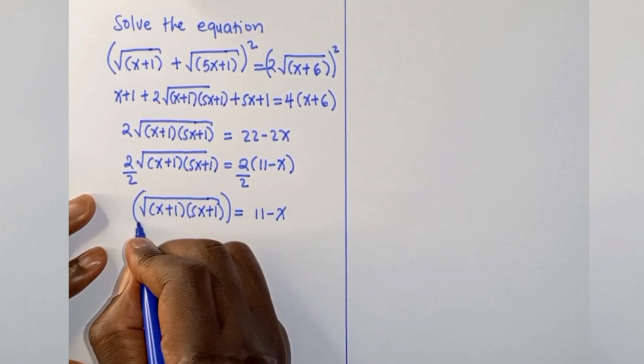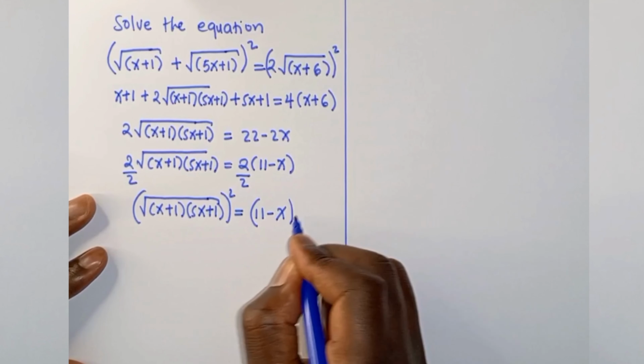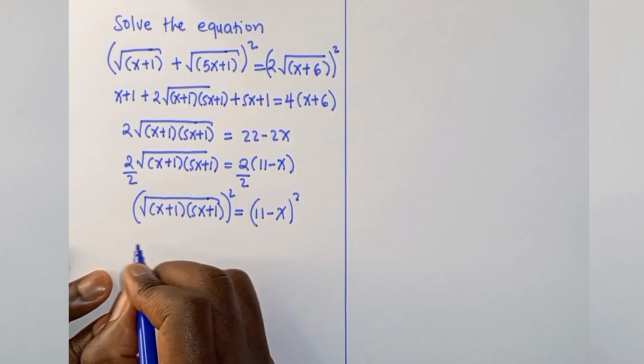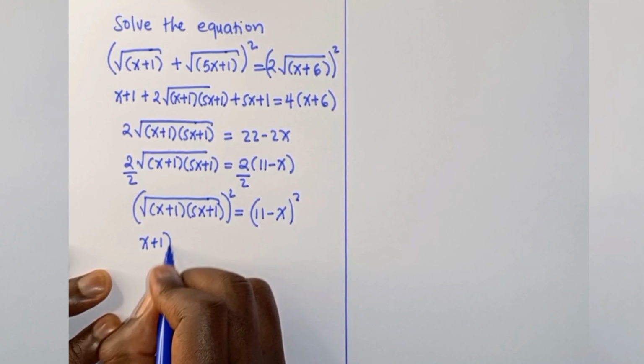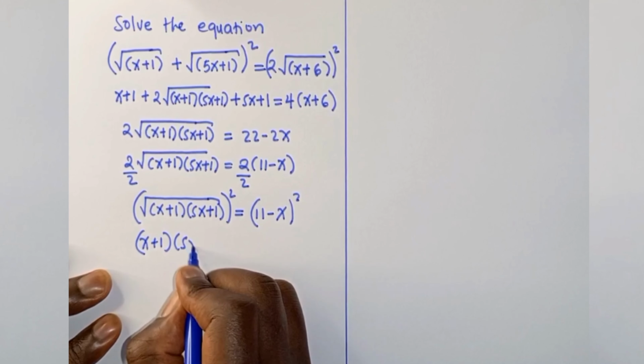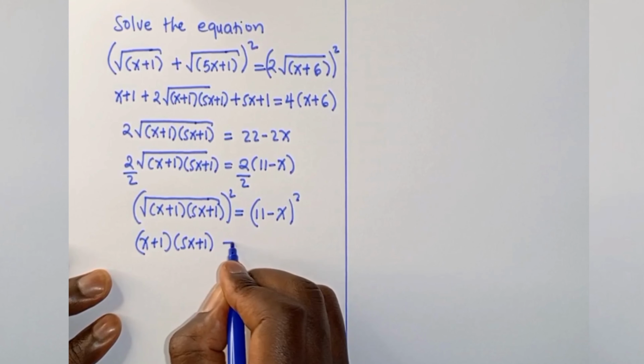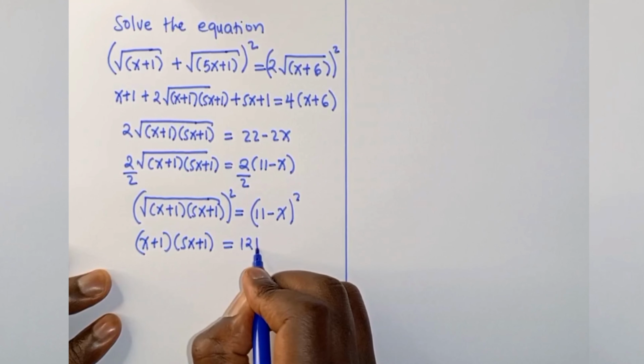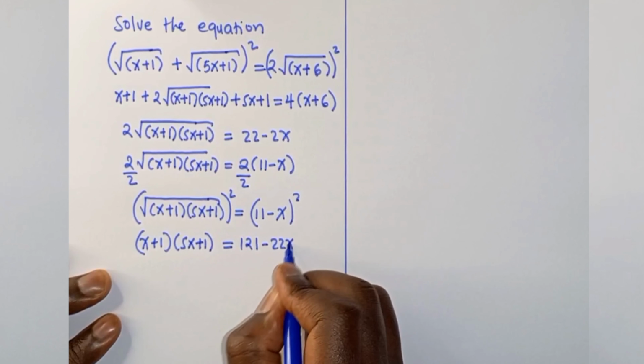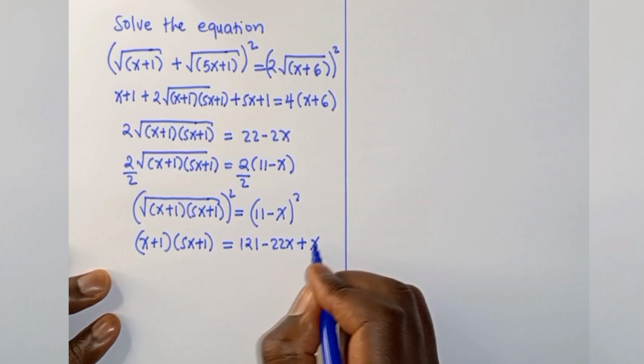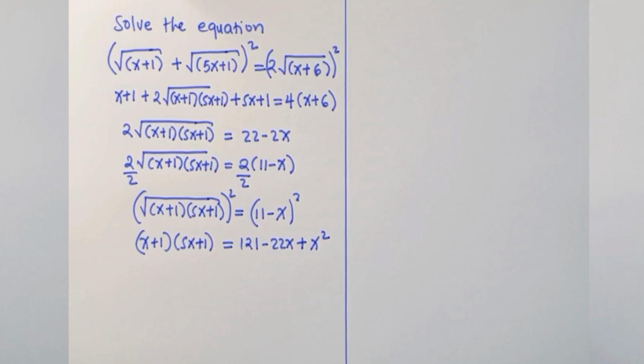is equal to 11 minus x. You square both sides to remove the remaining square root. That's the purpose. So we remain with (x plus 1) into (5x plus 1) is equal to (11 minus x) squared. We expand the other side: 121 minus 22x plus x square.